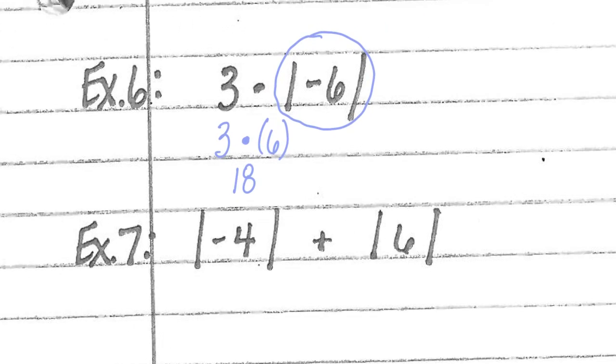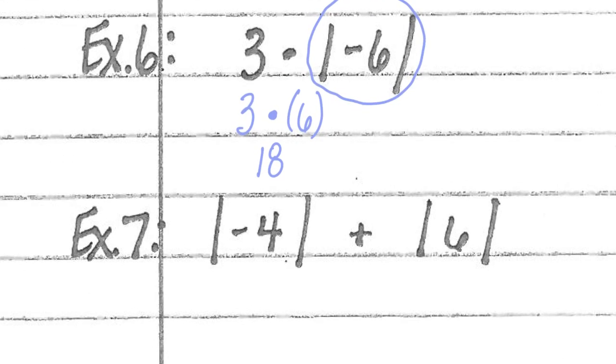Let's look at example 7 here. The absolute value of negative 4 is 4. The absolute value of 6 is 6. And 4 plus 6 is 10.